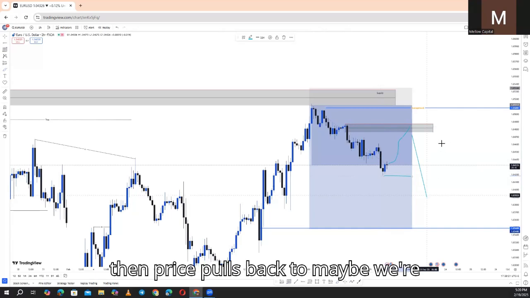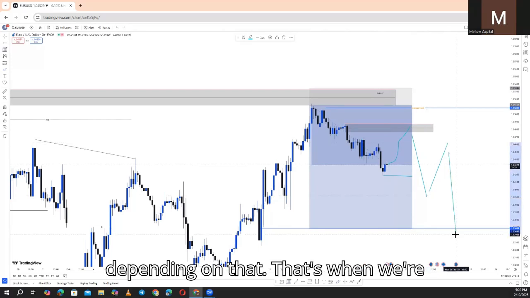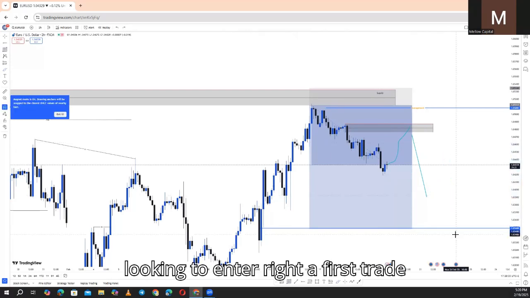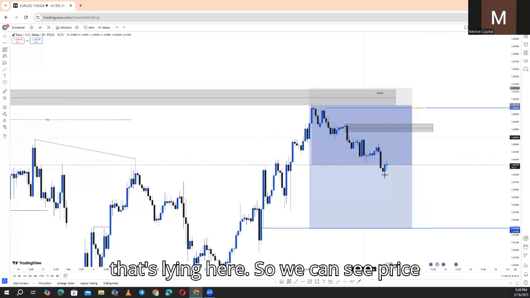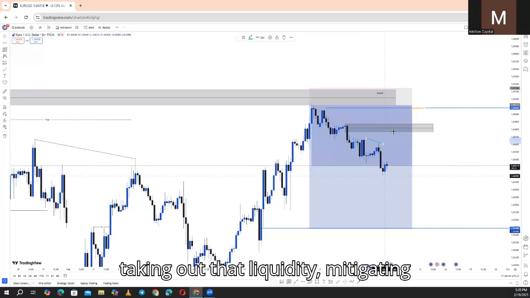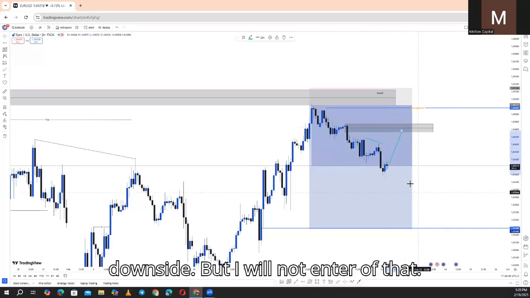If we get that and price pulls back to, maybe we're going to have an order block there. Depending on that, that's when we're going to enter to the downside. I'm not looking to enter off the first trade, right? We have this liquidity lying here, so we can see price taking out that liquidity, mitigating that supply before pushing to the downside. But I will not enter off that.